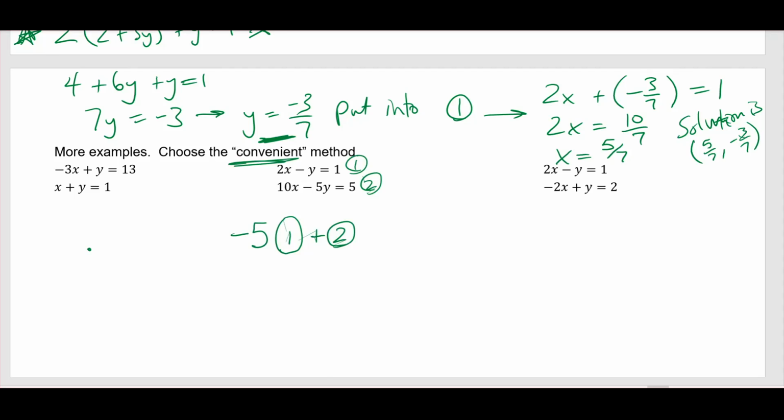So maybe I'll just stack that up right underneath this. Negative 5 times equation 1, I would have negative 10x. Negative 5 times negative 1 would be plus 5y. And then 1 times 5 is negative 5. Okay, so we put that one right here. And then we've got equation 2. We didn't change it.